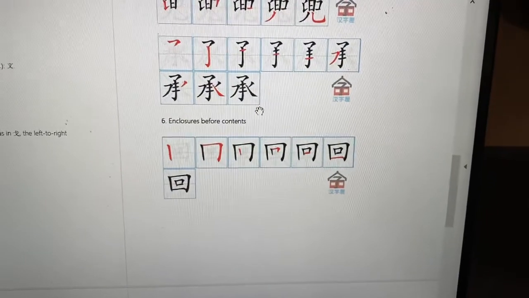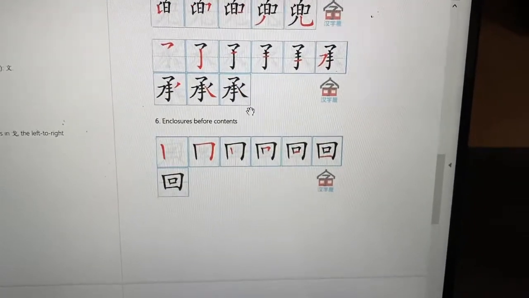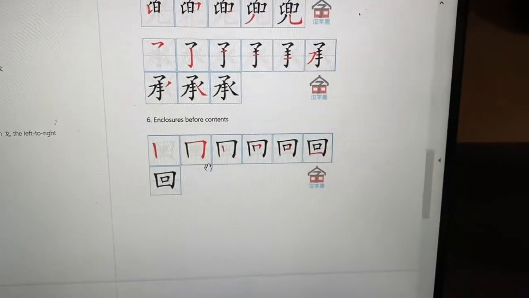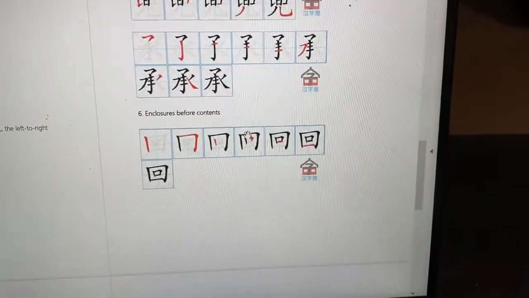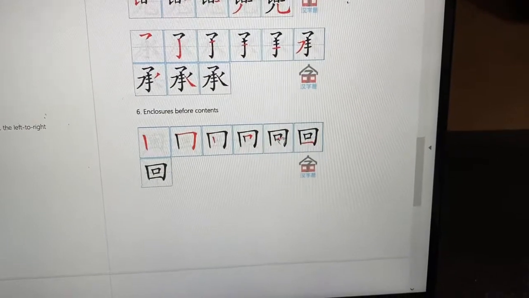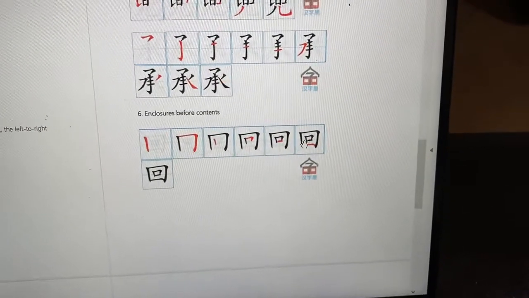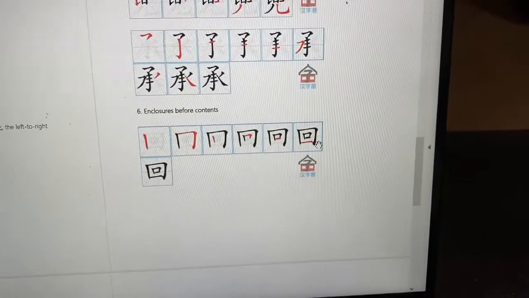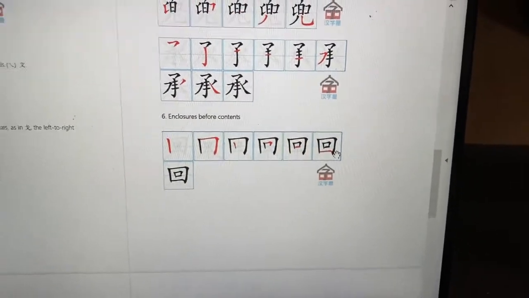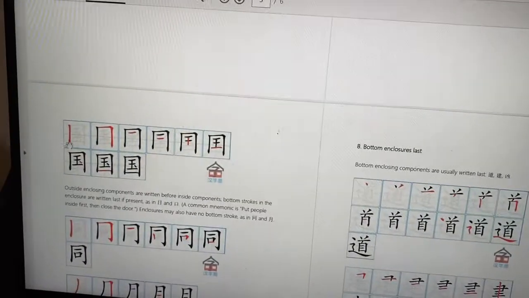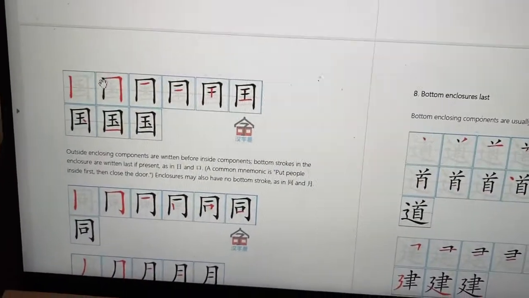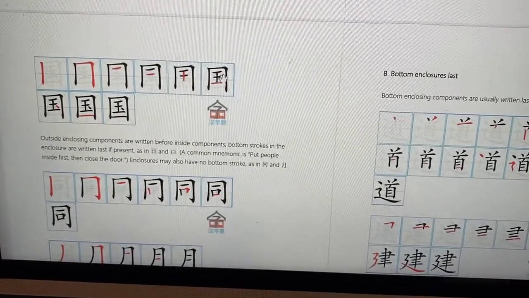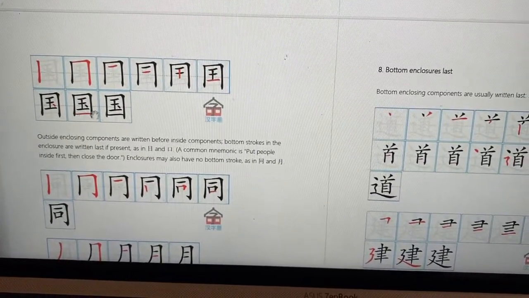It is called enclosures before contents, which means we should construct the frame first, and then put the content inside, and then if it's really closed, then you should seal it as the last step. Similarly, in this one, you also see we have the frame first, and then the contents, and then to seal it.